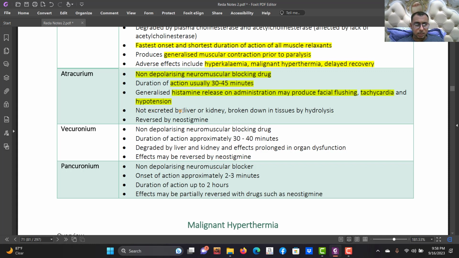It is not excreted by the liver or kidney; it is broken down in the tissue by hydrolysis, and reversed by neostigmine. So neostigmine is very important here.